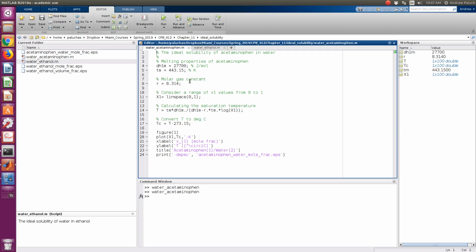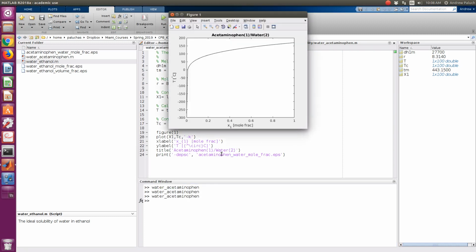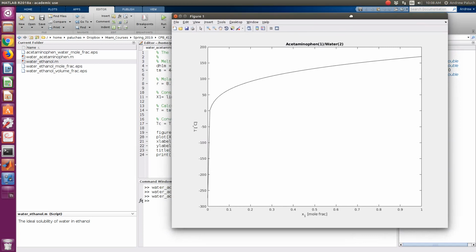I've got my molar gas constant, and I'm just creating a vector of x1 values, and we're going to plot out a cooling crystallization curve, and then I'm going to solve for my saturation temperature. All right, so I'm just going to run this. So just water acetaminophen, we get this curve, and we're going to talk about this. So this is the equilibrium curve for acetaminophen water. Typically we'd call this a cooling crystallization curve.